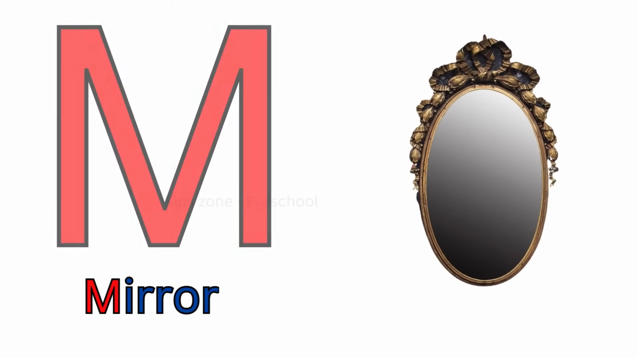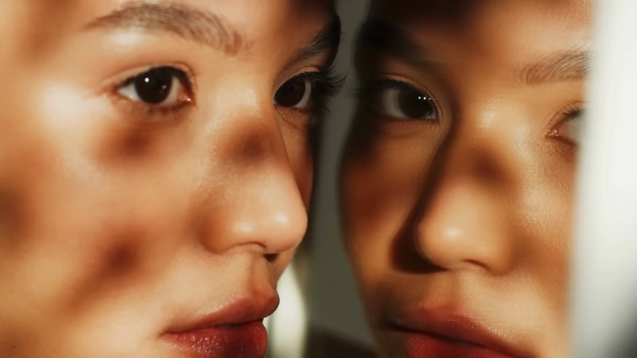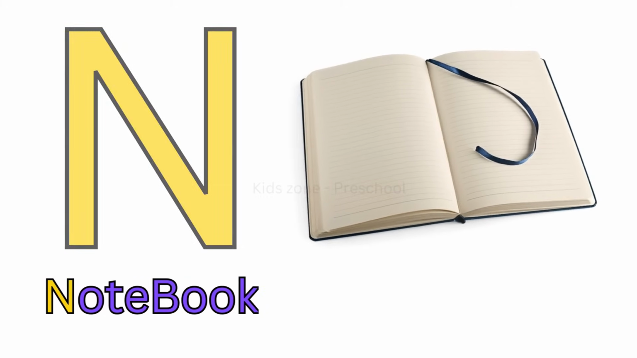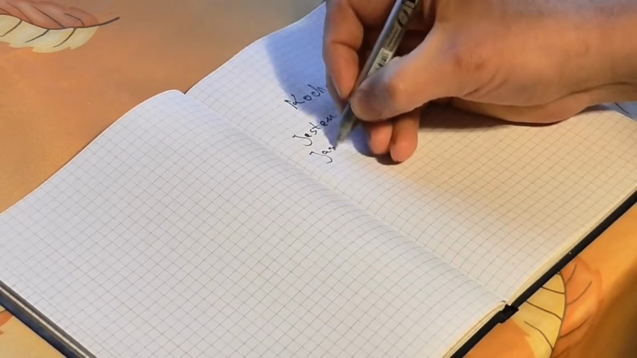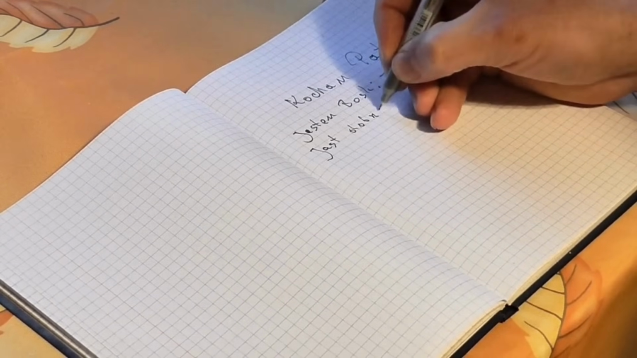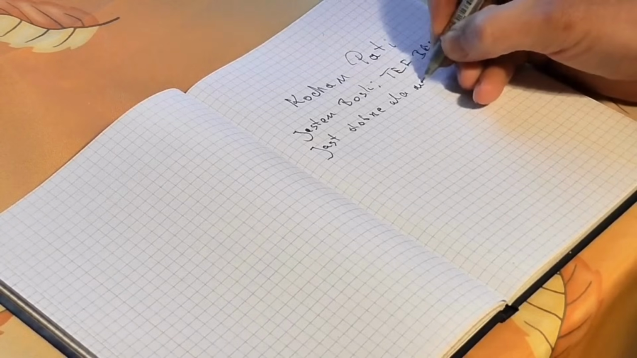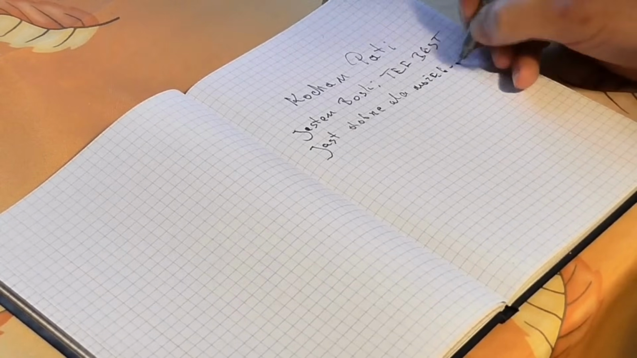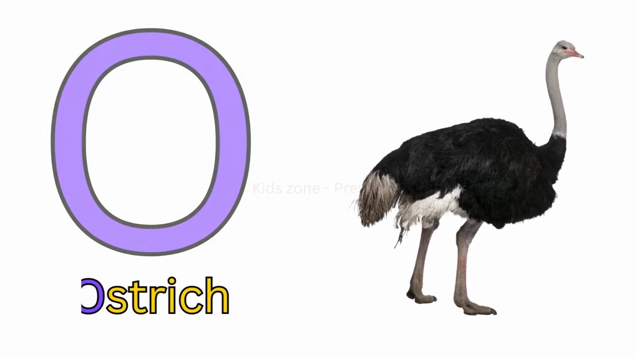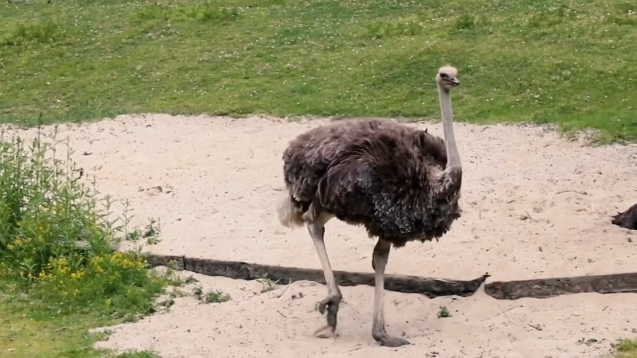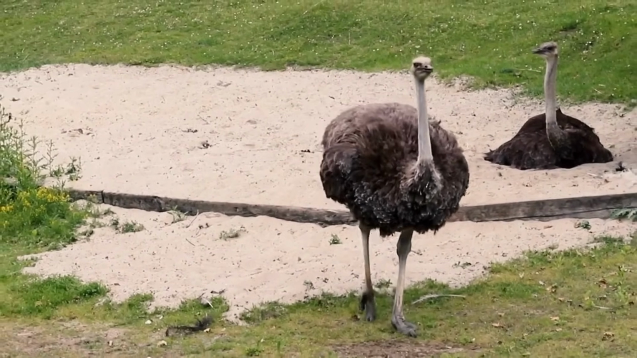M. M for mirror. Mirror. N. N for notebook. Notebook. O. O for ostrich. Ostrich.